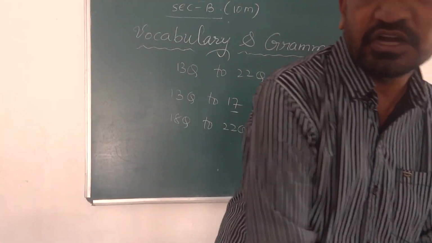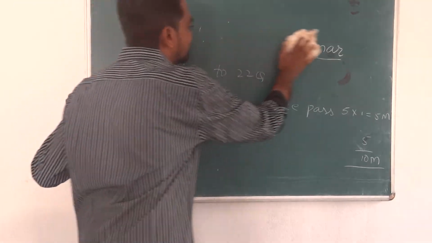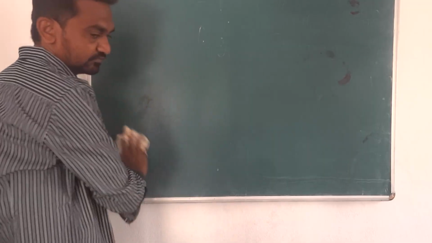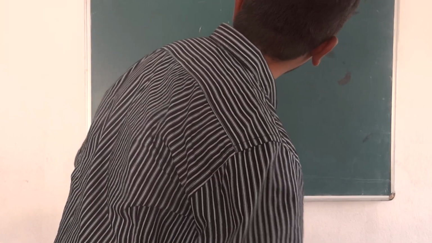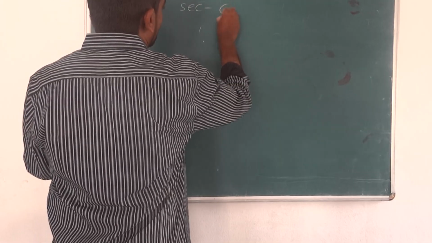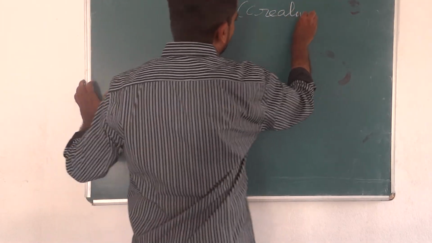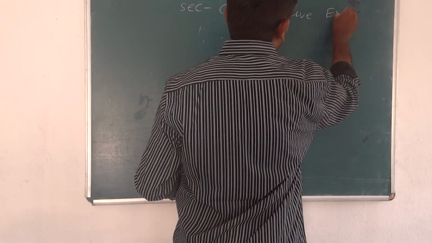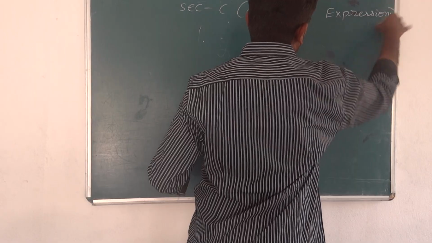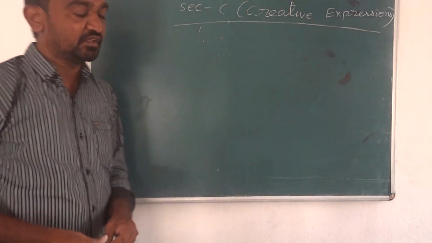Next, we shall go into section C. Okay, let us see what section C is. Section C is called creative expressions, or creative writing.